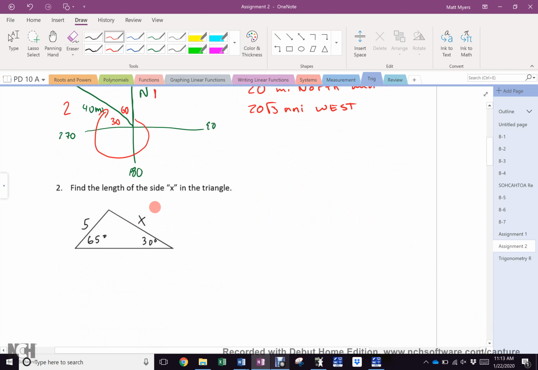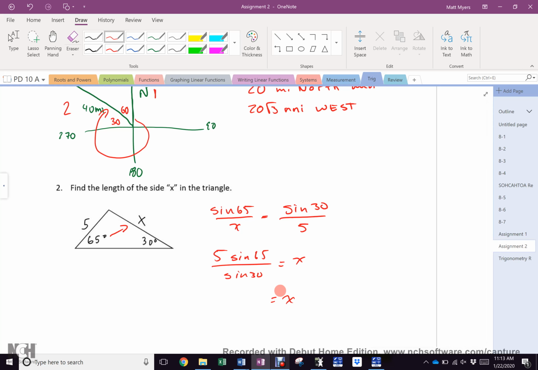Find length of side x. There's your pair. Sine 65 over x equals sine 30 over 5. 5 sine 65 divided by sine 30 equals x. X equals 9.1.